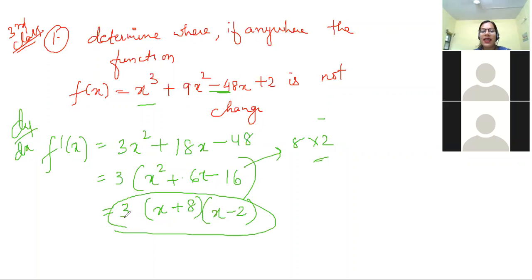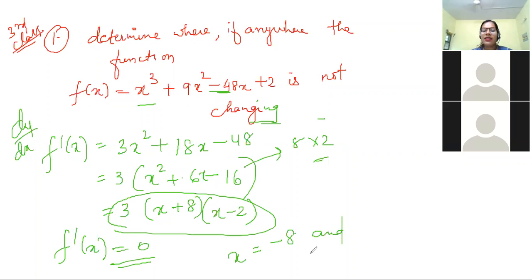Okay, so now we got the factors. So what will be the next step? I need to make my f dash of x equal to 0, which says that it is not changing, correct? So now I have got x is equal to minus 8 and x is equal to 2. So if I put all these values into the equation, I should get 0. These are the questions which come for your numerical 1 marks or 2 marks questions.